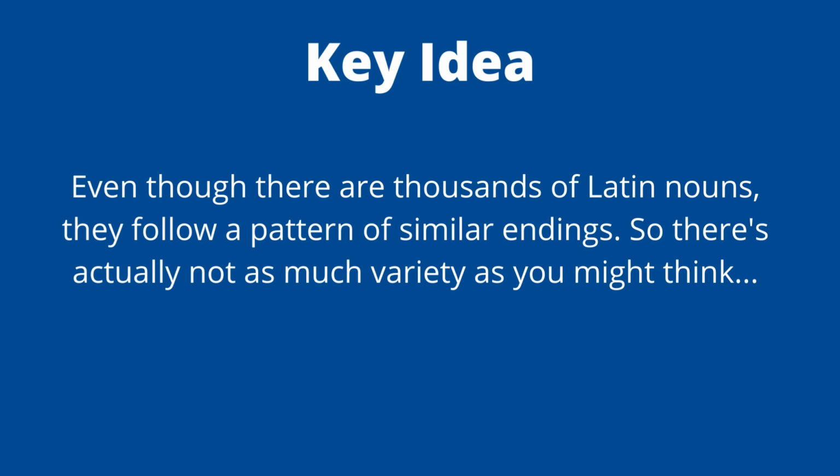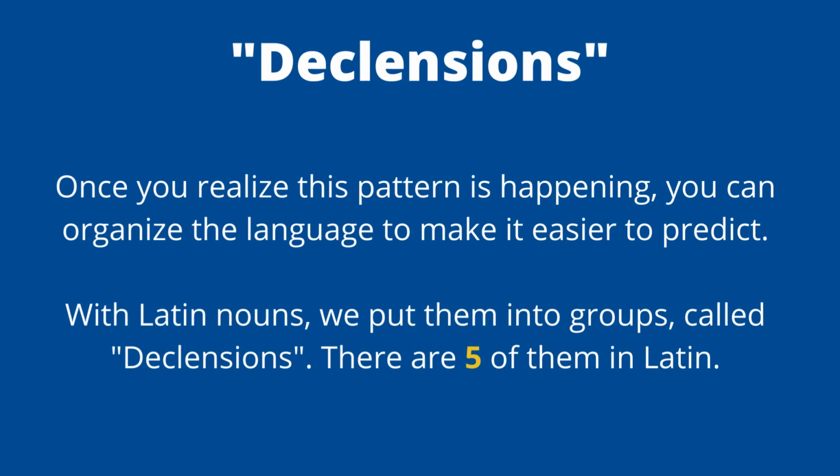So there's actually not as much variety as you might think. The beginning of the words are pretty varied, but the endings are all the same thing, and that's important, okay? Because once you realize this pattern, you can start to organize the language and make it a lot easier to predict, right? If you know that there's a set number of endings and there's a pattern in how they're used, you can actually predict how the word is going to be spelled. And it'll help you just become more fluent in the language and be able to read and translate easier. So when we come to Latin nouns, we put them into groups.